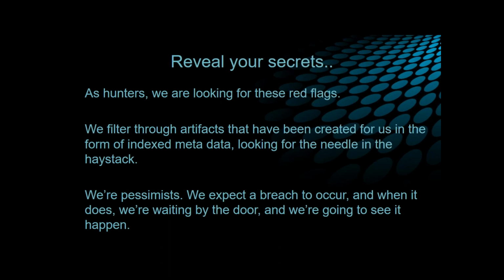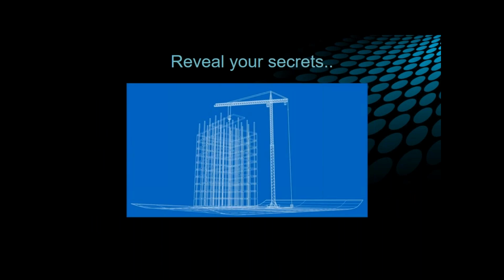So we are pessimists, and in today's threat landscape, we understand that it's more than likely a breach is going to occur. The difference with threat hunting is that when the breach does occur, we're waiting by the door. We're sitting on the network egress point and we're going to see it happen.